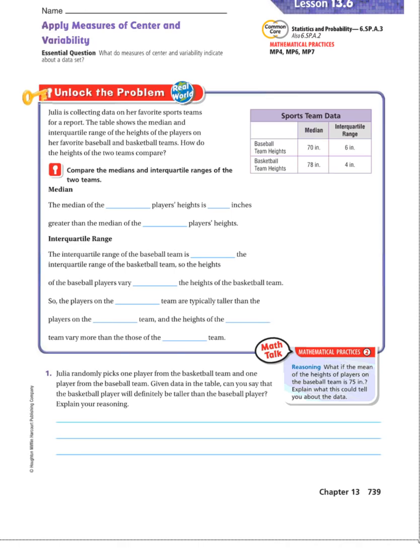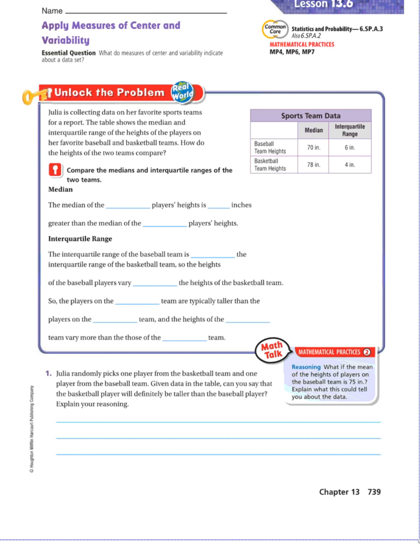Lesson 13.6. Apply measures of center and variability. Essential question. What do measures of center and variability indicate about a data set? Unlock the problem. Julia is collecting data on her favorite sports team for a report. The table shows the median and interquartile range of the heights of the players on her favorite baseball and basketball teams. How do the heights of the two teams compare?